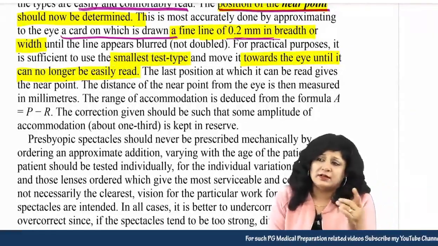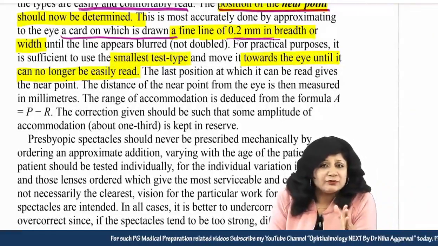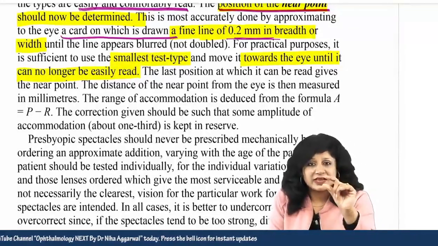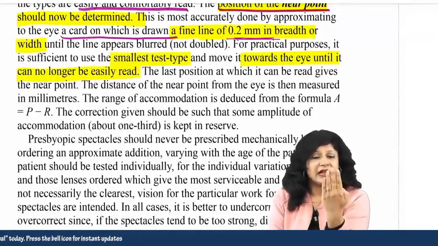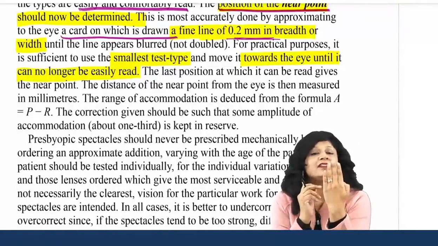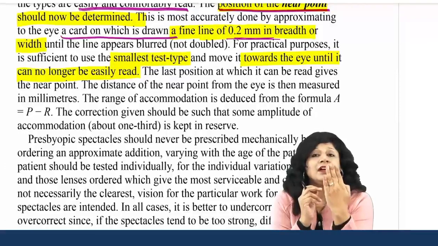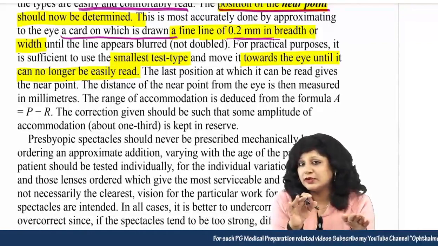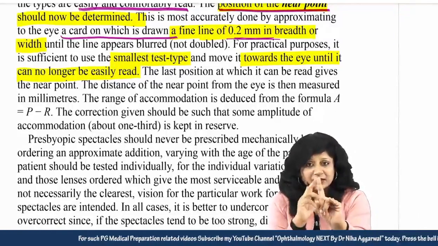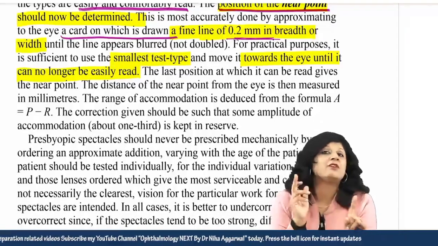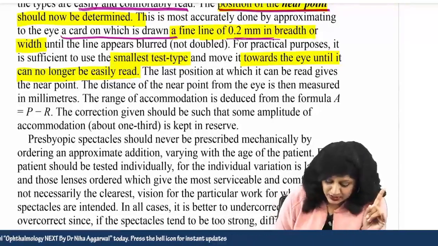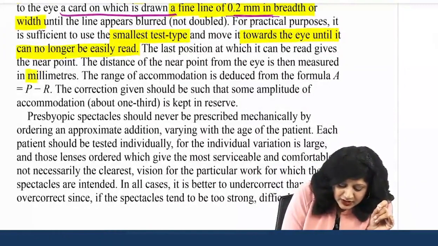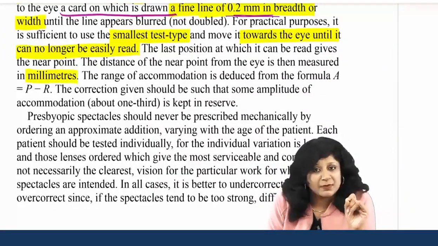Now, many times we do not have the time for doing all this, taking a card, drawing a line. So what you can do is take the smallest test types that are visible and bring them near the eye. You bring them until they appear double or become invisible, and the person is not able to read them. Then again, take it back to where the patient is able to read them, and that will become the position of the near point. The distance of the near point from the eye is then measured, and you have to measure it in millimeters.